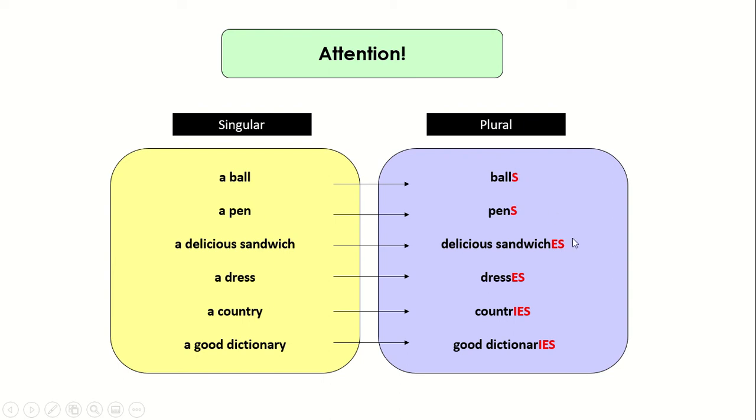We add s, or sometimes es, or in a word like country, we deleted the y and added ies. Also dictionary, we deleted the y and added ies. So this is very important to know the difference between the singular and the plural. Now let's move to another important point.